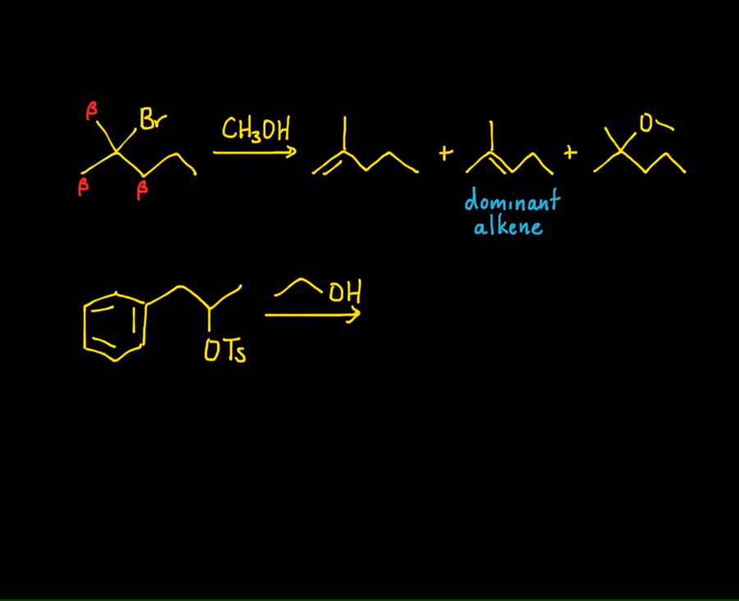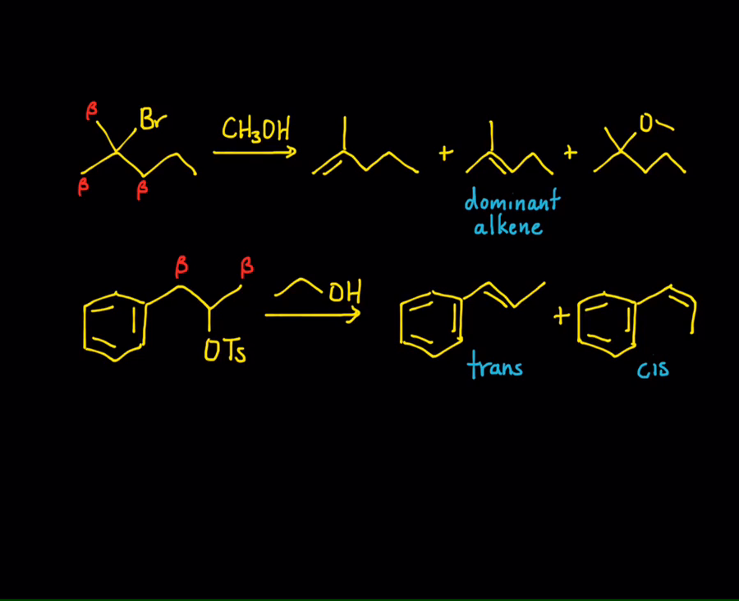Now, what do I do? I evaluate both products. So I look at the E1 and I say, how many beta carbons do I have? Well, in this particular case, I have 2 beta carbons. So what happens when the tosylate comes off and the beta hydrogen is removed? Well, if the beta hydrogen on the left is removed, I get this. But notice in this example, I can have cis or trans. So this is the trans, and of course I can also have the cis isomer.